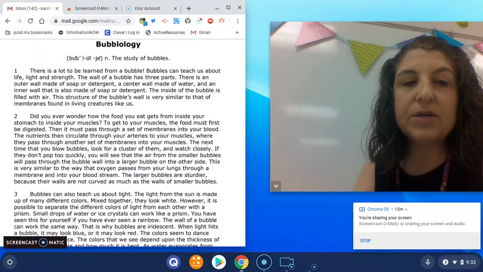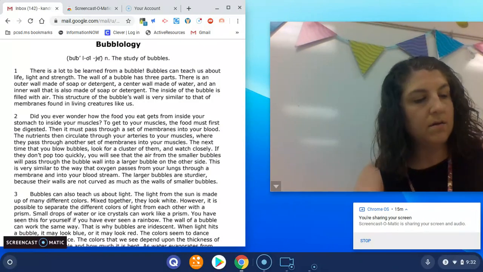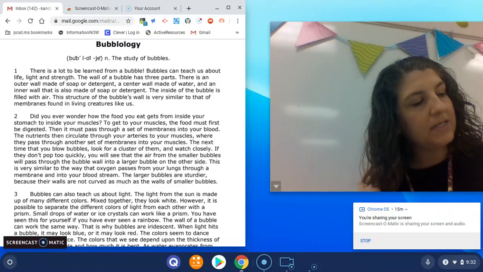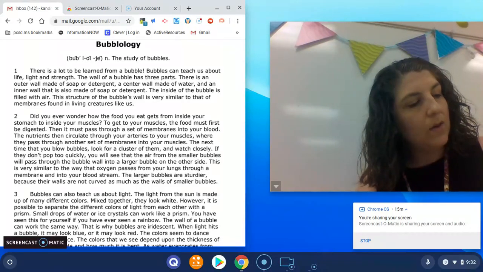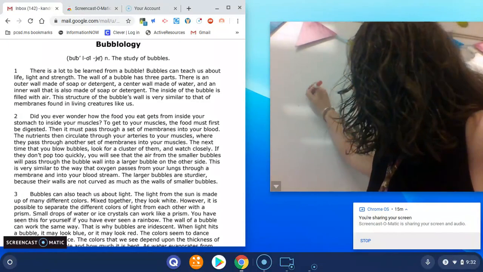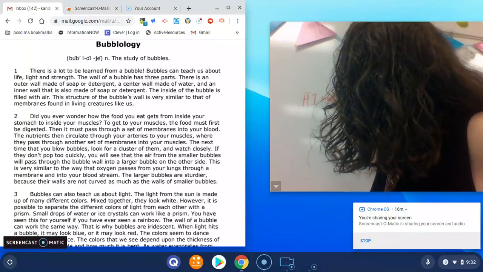So we had a question like this. Number 1, based on the information in the article, what are 2 ways a bubble is like a membrane? So paragraph 1, we know a bubble is like a membrane.